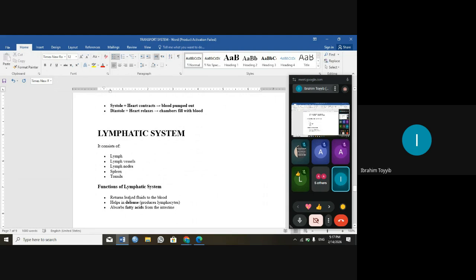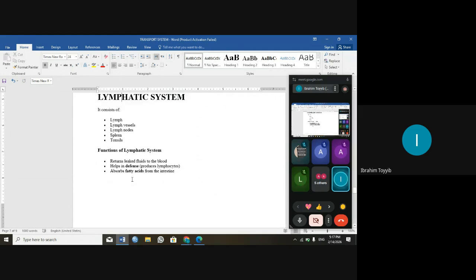Now, we also look at the lymphatic system. The lymphatic system is still under the circulatory system. The lymphatic system consists of lymph vessels, lymph nodes, spleen, and tonsils. Tonsils are the structure above what? Above the upper jaw, in the upper jaw.